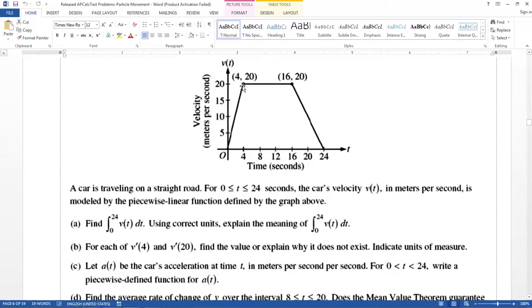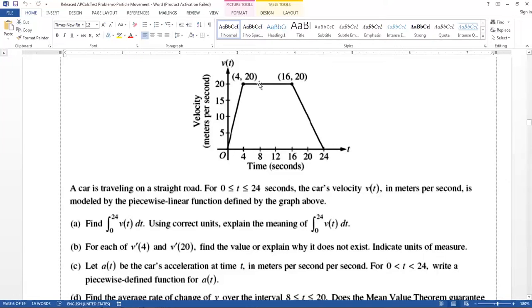So this goes from 0 to 20. Now here the slope is 0, so the acceleration is 0. The car travels with constant velocity, 20 meters per second. After this point, that is 16, the velocity decreases at a constant rate. So the slope here is 20 divided by 8, since 24 minus 16 is 8. That's the acceleration. So everybody is reading?